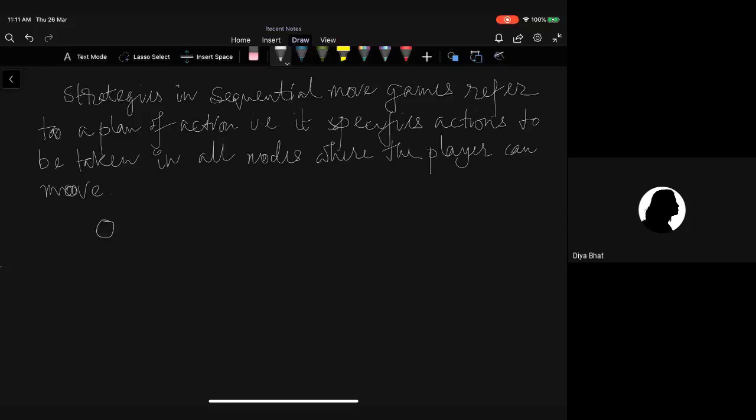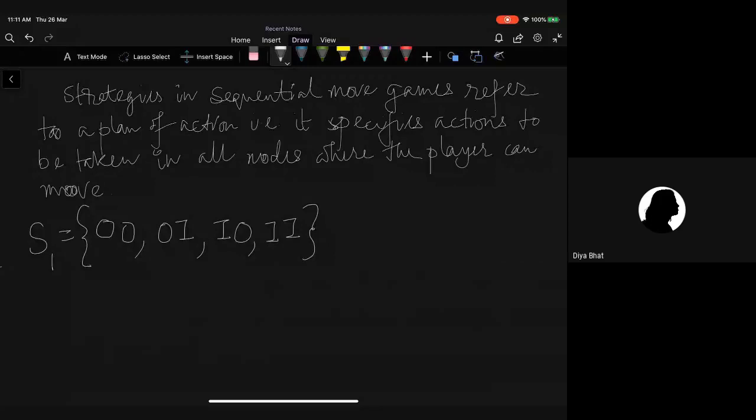So O is a plan of action. OI is another plan of action. IO is a plan of action, meaning I in the first node, O in the third node, and II, meaning always stay in whenever it gets a chance to move. So that's the set of strategies for player one.